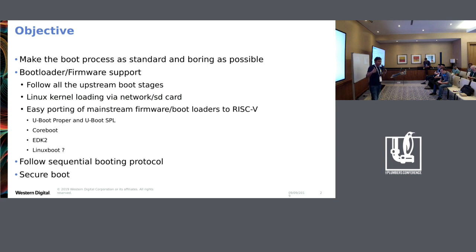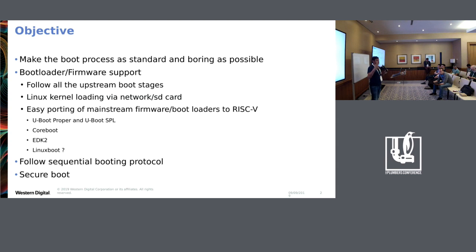The second point was easy porting of the existing bootloaders, such as U-Boot proper, U-Boot SPL, coreboot. All those need to be easily ported to Risc-V. That was another challenge, so that, as I said, everything that works in other architectures should work in Risc-V.